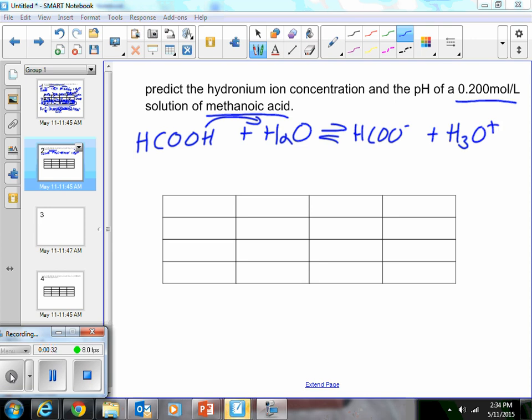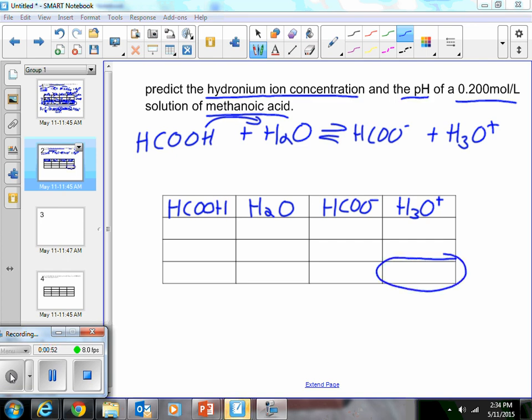If we fill this into our ice table, it's balanced at a 1-to-1. And they're asking us to predict the hydronium ion concentration and the pH. So once I know this value here, I can use that to find pH. All that we're given is the initial for the acid. So the initial is 0.200. I don't need to include water in my ice table. And initially, before the reaction, these are going to start at 0.